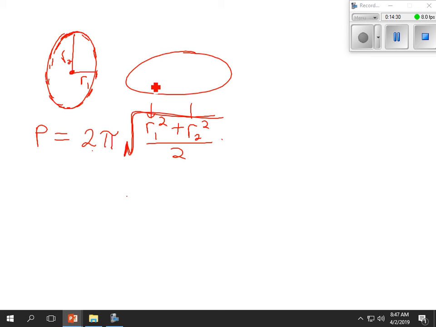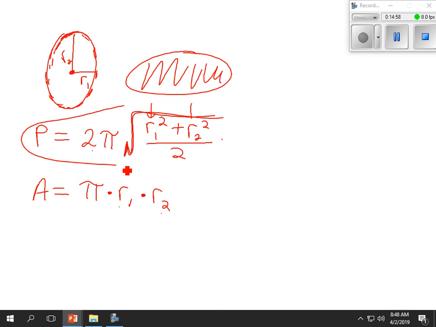If we're doing an ellipse and we want to find the area of an ellipse, the formula for area of any ellipse is just pi times radius 1 times radius 2. So if you're trying to find the area inside this ellipse, just take radius 1 times radius 2. Again, some of these formulas look difficult, but all you're doing is plugging in numbers in those spots and then letting your calculator do all the work.